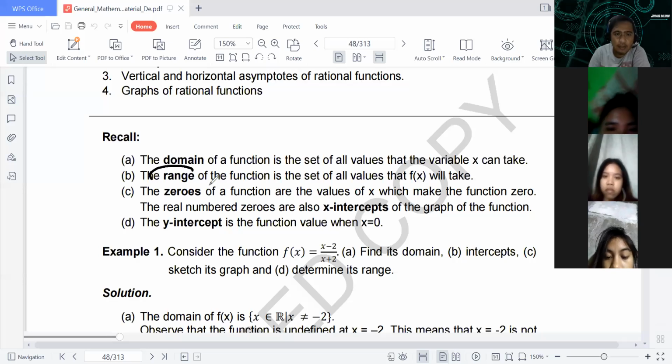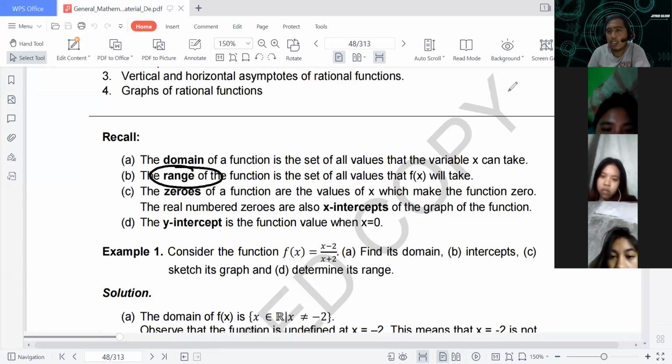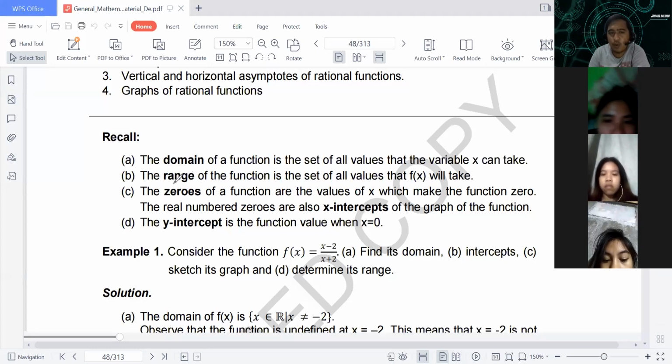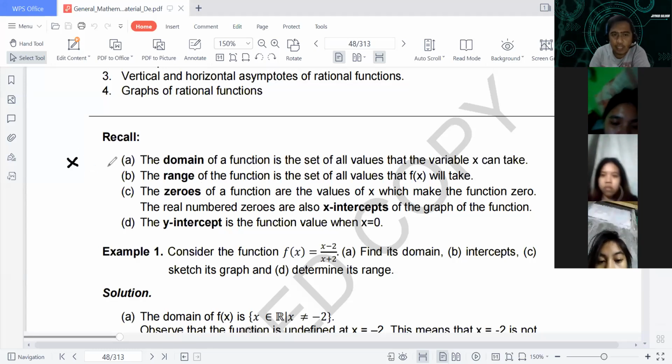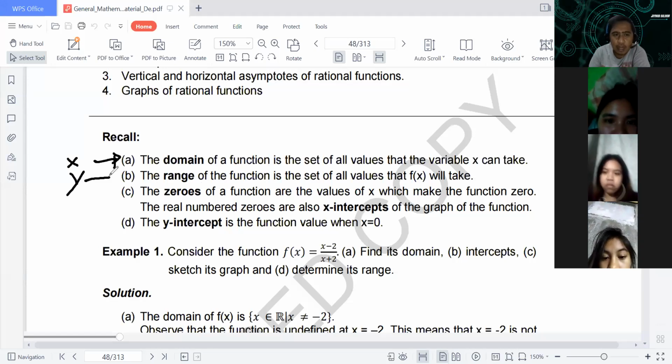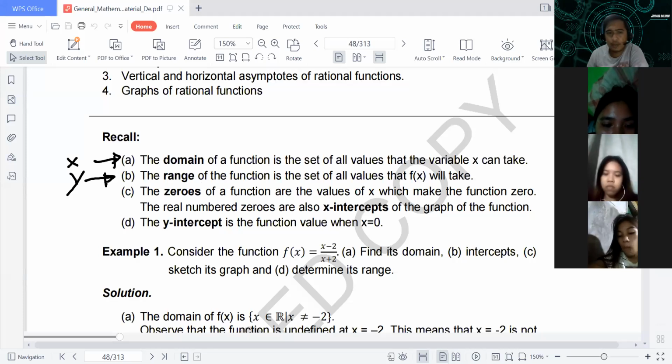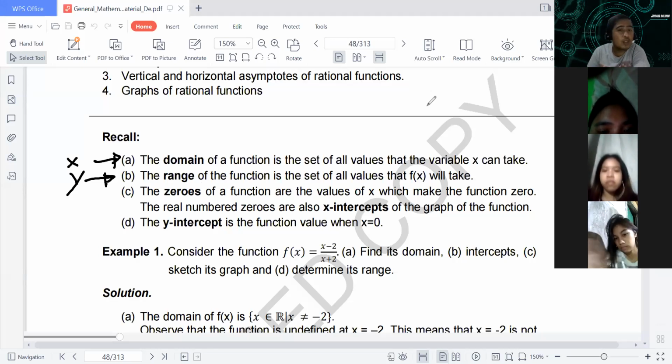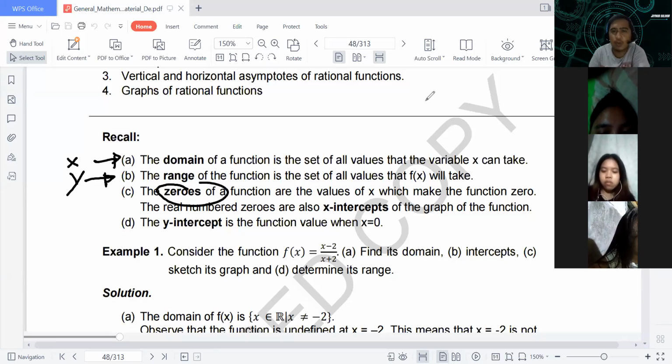The second is the range. Range is for the possible values of your y. So x is for the possible values of the domain, and y is for the possible values of the range. Okay? The third one is your x-intercept. In determining the x-intercept, you just let y be equal to 0, then you solve for the possible values of x. It is also called the zeros.